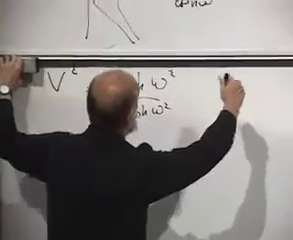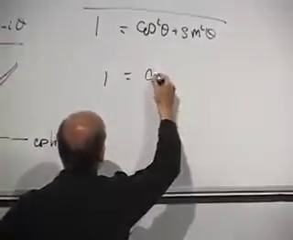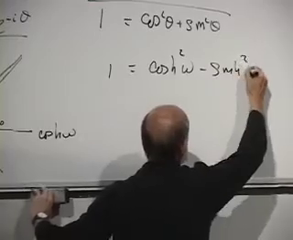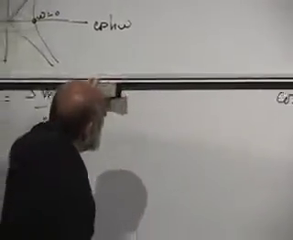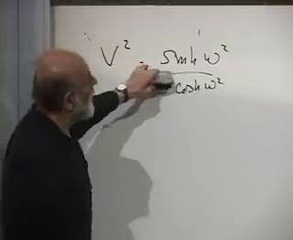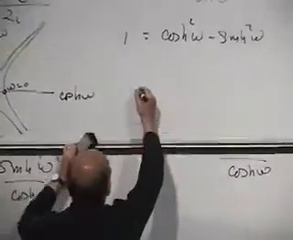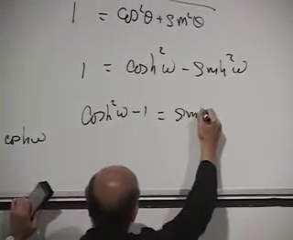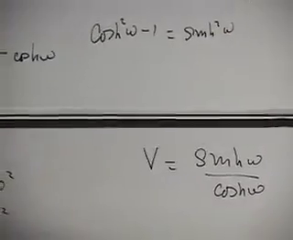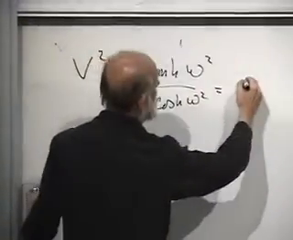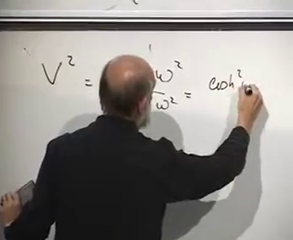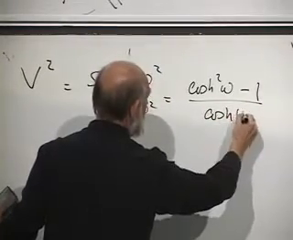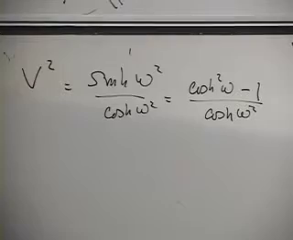Next, I'm going to get rid of sinh omega squared and substitute: 1 is equal to cosh omega squared minus sinh omega squared. All right, so wherever I see sinh omega squared, I can substitute from here, namely, cosh squared omega minus 1 is equal to sinh squared omega. So here we are. This is just equal to cosh of omega squared minus 1 divided by cosh of omega squared.